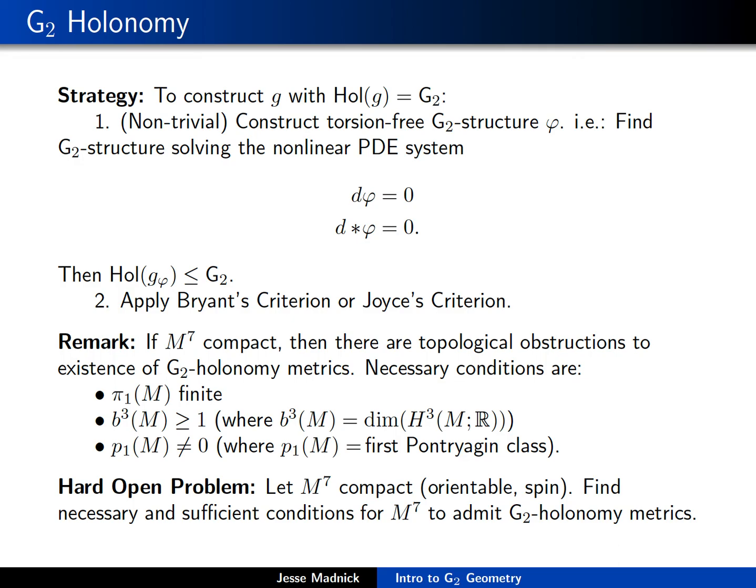It's a difficult open problem to find necessary and sufficient conditions for a 7-manifold to admit G2 holonomy metrics. We don't have anything like Yau's solution of the Calabi conjecture, some sort of Calabi-Yau type criterion that would tell us, if you have a compact orientable spin manifold, when does it admit G2 holonomy metrics? This is a very, very difficult open problem.